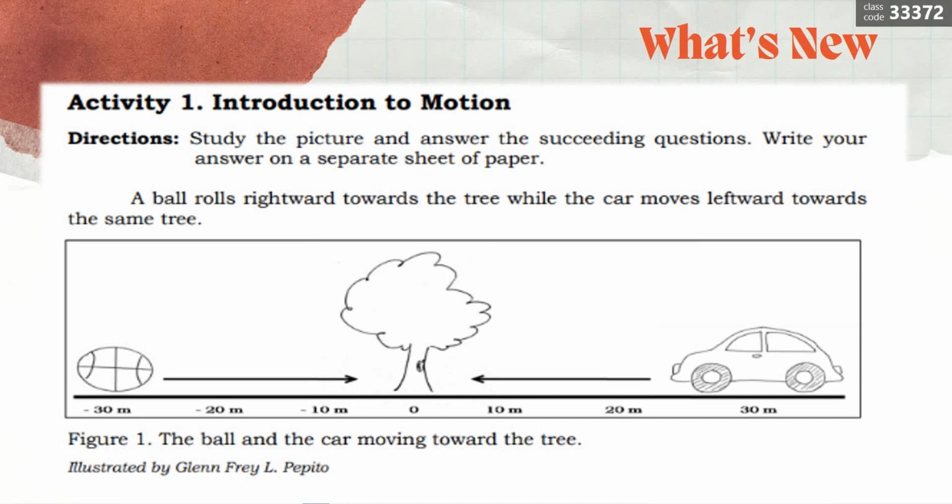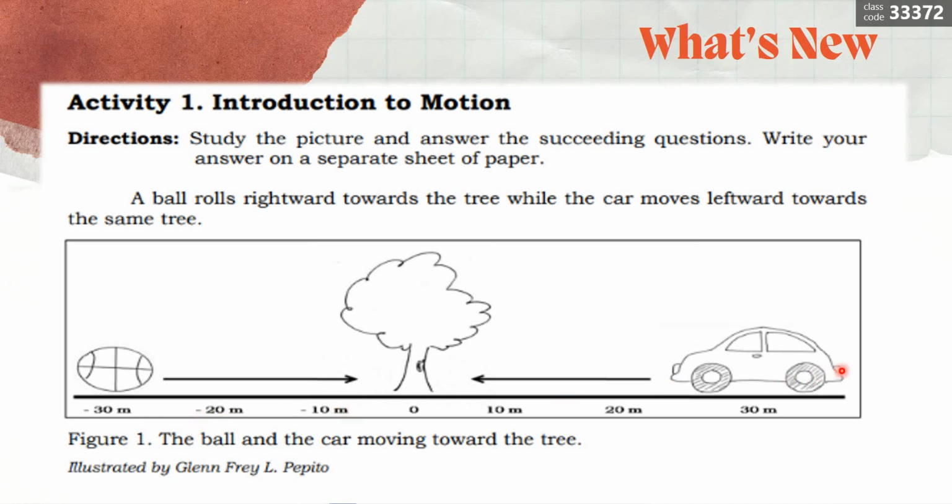So, figure 1, the ball and the car moving toward the tree. Okay, as you can see, starting point of the ball is negative 30 meters. The left of that reference point, the tree, so negative 20 meters, negative 10 meters.